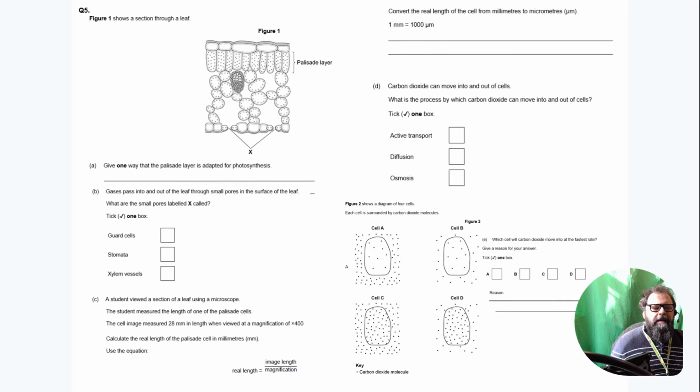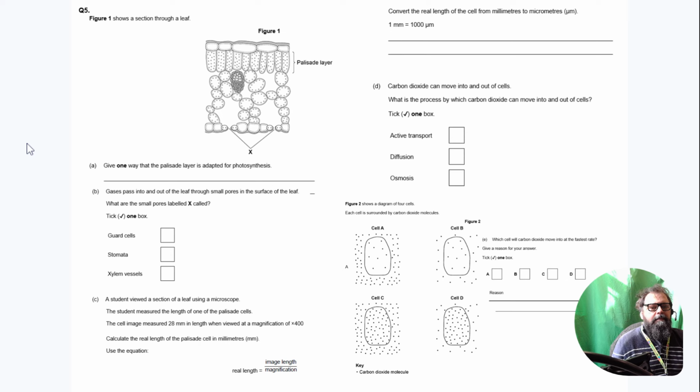Okay, question about plants, photosynthesis. Here you've got a section through a leaf. It's a cross section through the leaf, and the palisade layer is labeled. So you need to know the fact that the palisade layer is where most photosynthesis happens in plants. And the first question is asking you to say how it's adapted.